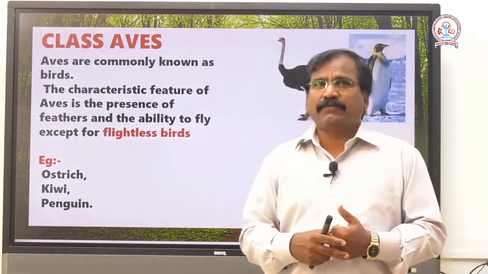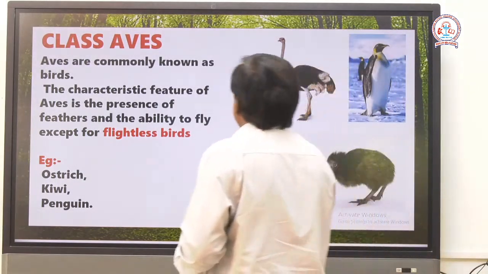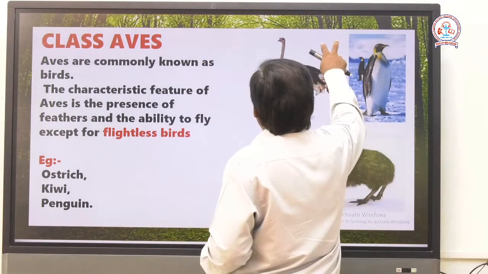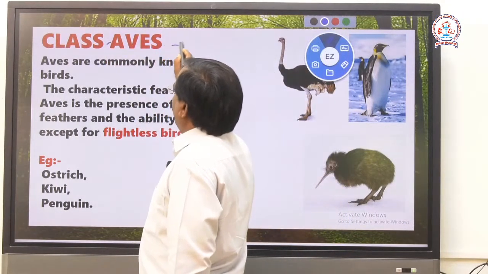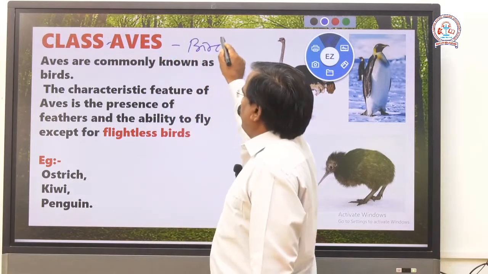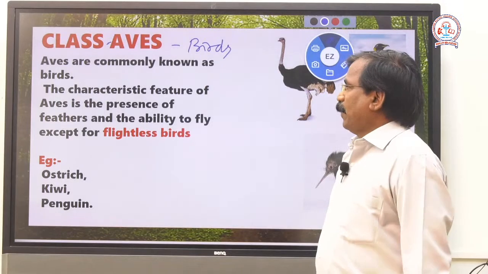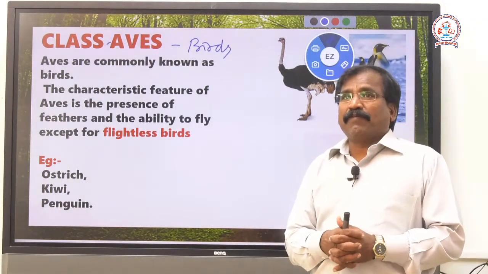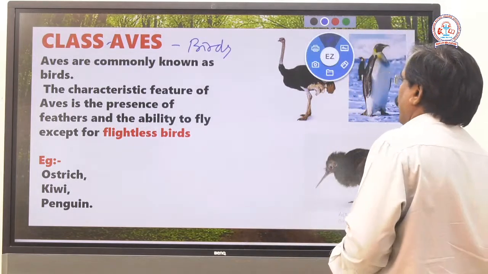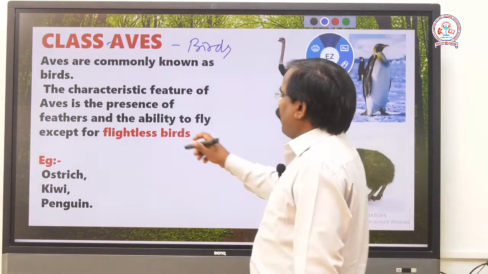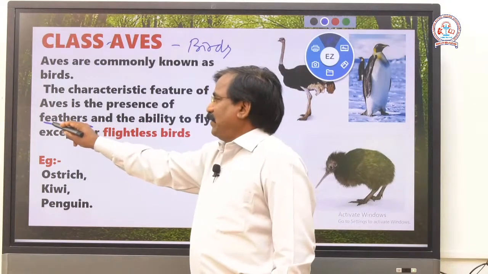Class Aves. Aves, flying. Commonly called birds. Commonly known as birds. What is the unique feature of the Aves? Presence of feathers.